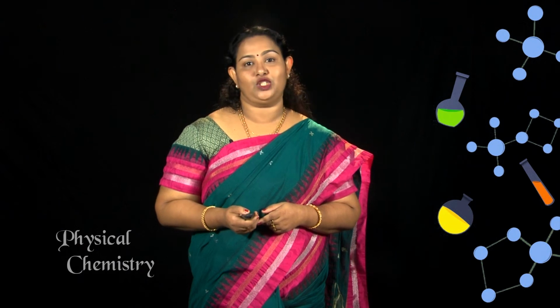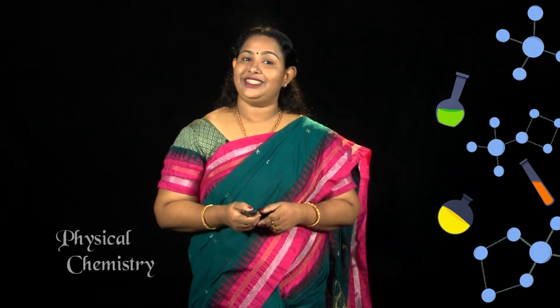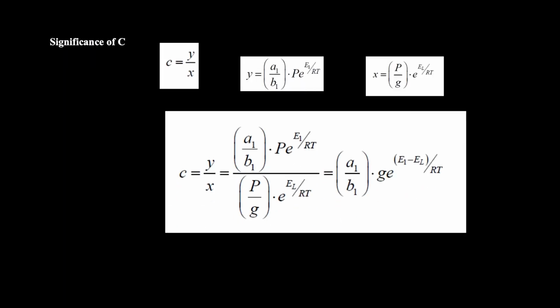Next, we can see the significance of C. It is a part of this derivation. C is equal to Y by X. Y is equal to A1 by B1 into P into e to the power E1 by RT. X is equal to P by G into e to the power EL by RT. Substituting this X and Y in the equation of C, we get C is equal to A1 by B1 into P into e to the power E1 by RT divided by P by G into e to the power EL by RT. By rearranging, we get A1 by B1 into G into e to the power E1 minus EL by RT. Then, if we know the magnitude of C, we can find the nature of adsorption.